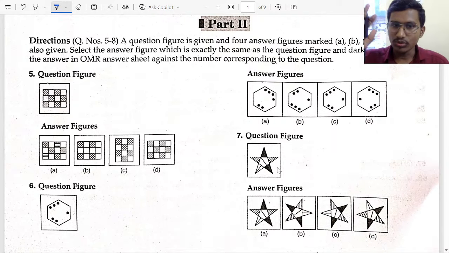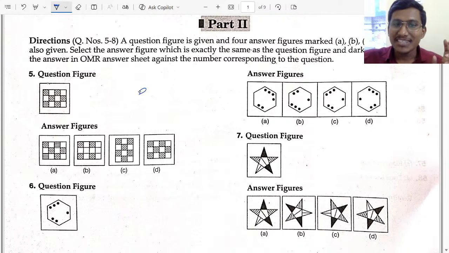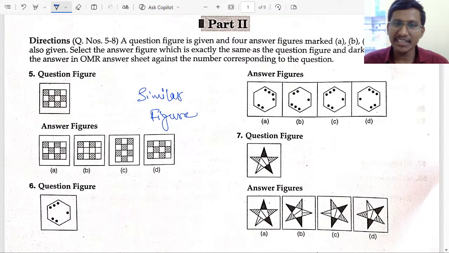So students, we know part 2 will be what? Similar figure. We have to find which is the same figure. So identify the same figure and write the answers.